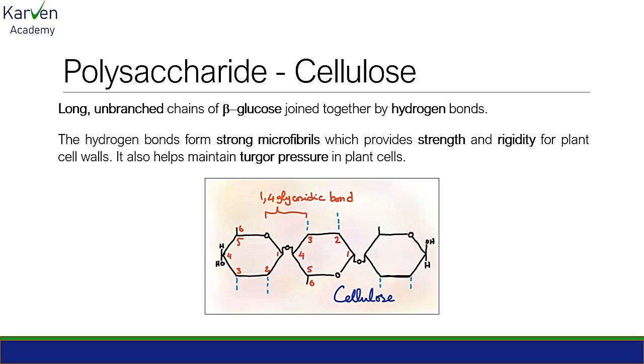Here is the structure of cellulose. Again, it has a 1,4 glycosidic bond. The light blue dotted lines indicate the hydrogen bond formation. The hydrogen bonds form because of the electronegativity of the oxygen attracting the partially positive dipole of the hydrogen from another layer of the cellulose. This forms a strong microfibril.